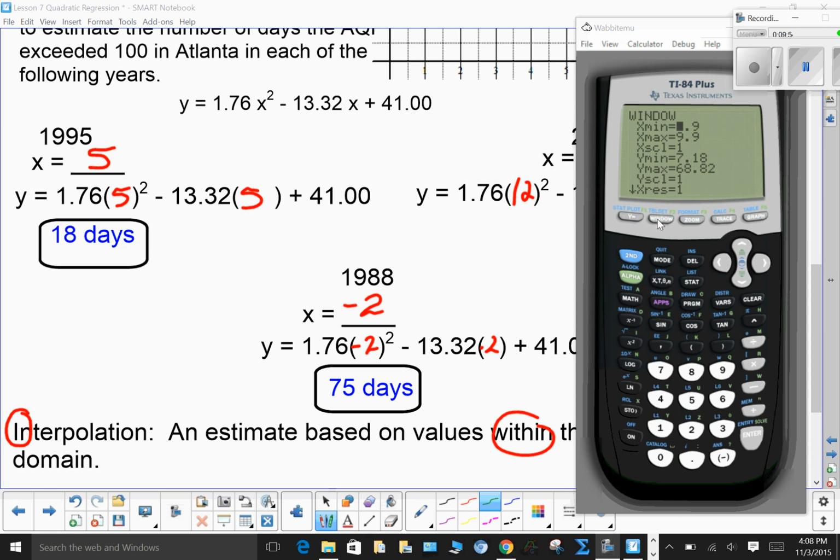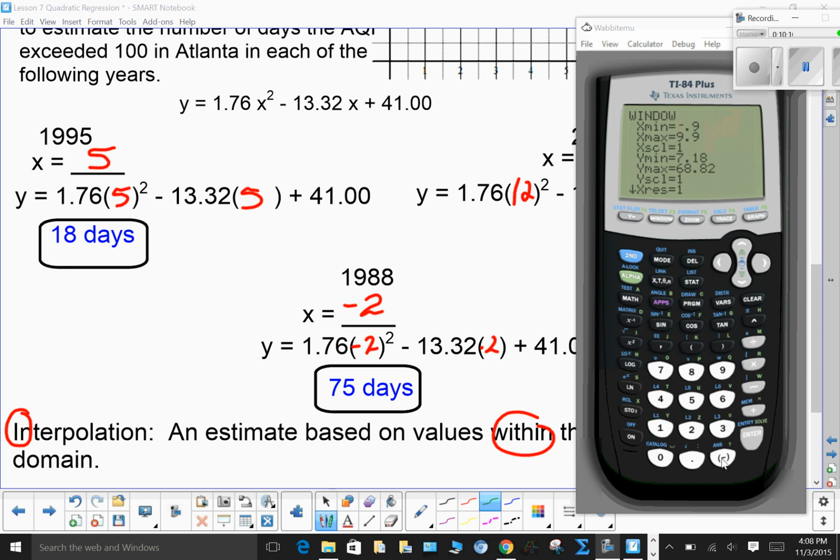From the graph, I looked at my window. In order for the value to work, my window has to include that x value. Notice my window only goes up to an x max of 9.9. I'm also going to want to do negative 2. My x min is negative 0.9.